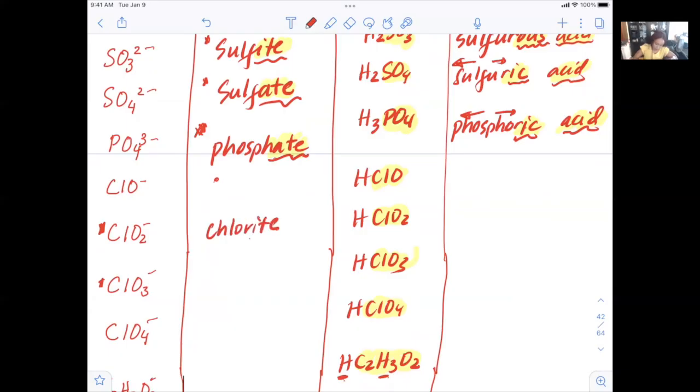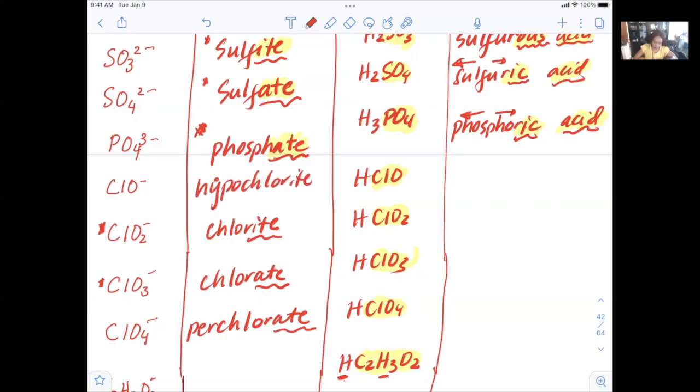Okay, remember this was chlorite. This was chlorate. And then one more oxygen than chlorate is perchlorate. And then one less oxygen than ite is, oops, wrong place. Hypochlorite. Okay, so once I've named all of those, I come over here and replace the ite with OUS acid. Hypochlorous acid.